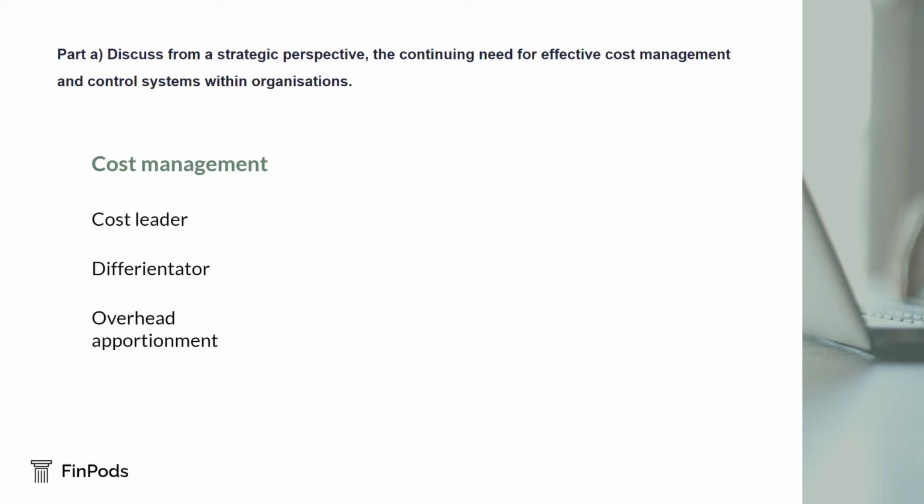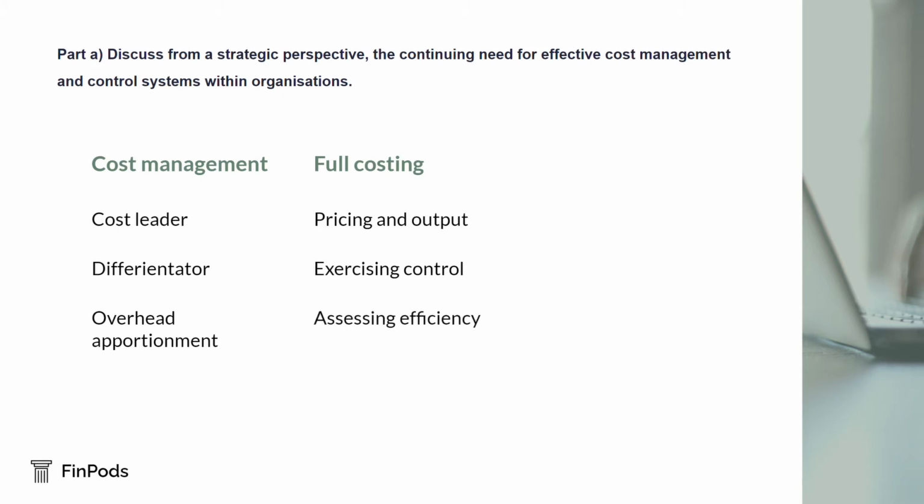These allow assessment of the full cost of a product or service. Full cost is the total amount sacrificed to achieve a particular objective, including all related costs. Full costing supports decision-making in a number of areas, including pricing and output: how many should be made and what price charged to the customer; exercising control, by comparing actual and budgeted performance and addressing discrepancies; assessing efficiency.